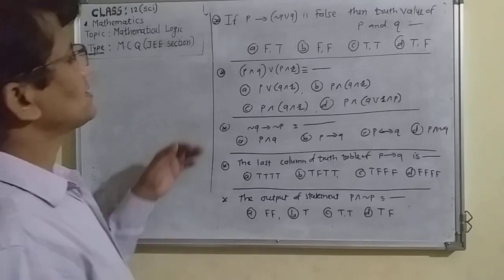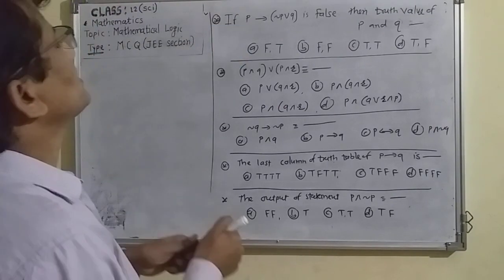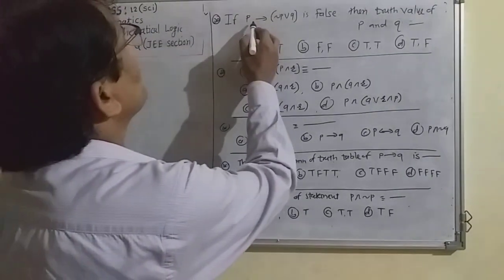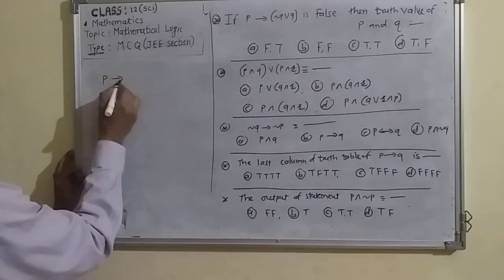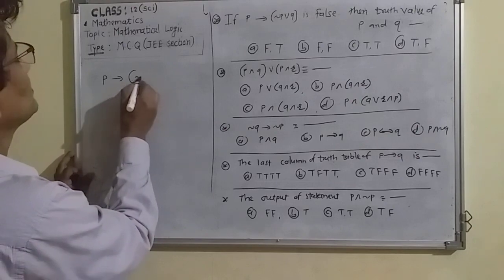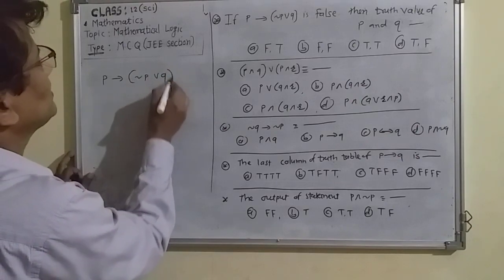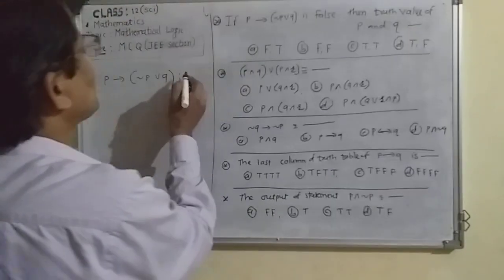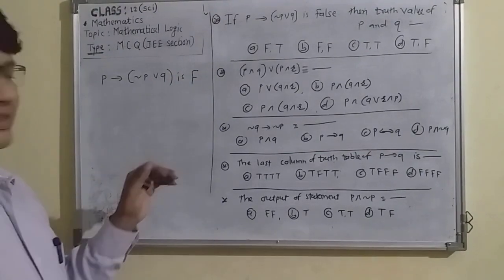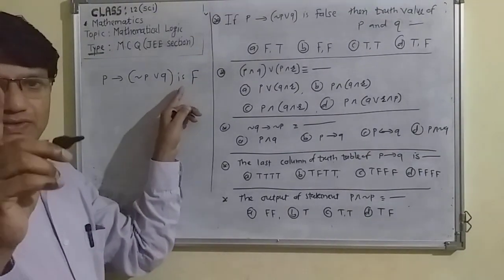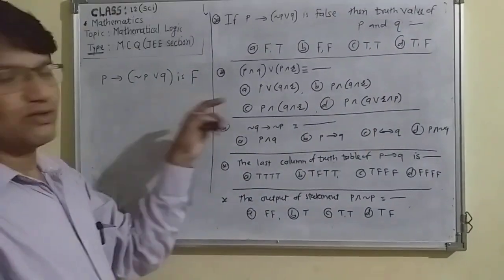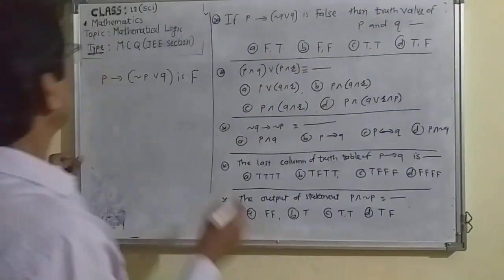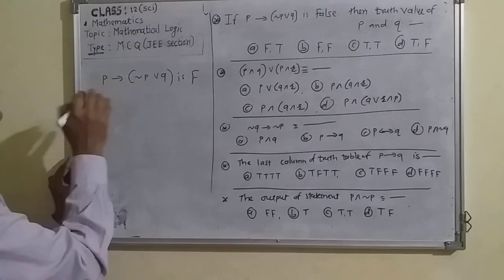Now let us see some examples. First, the question here: P implies negation of P or Q is false. False means I am writing here capital F as the truth value. Then we have to find the truth value of P and Q. Here the implication is given.